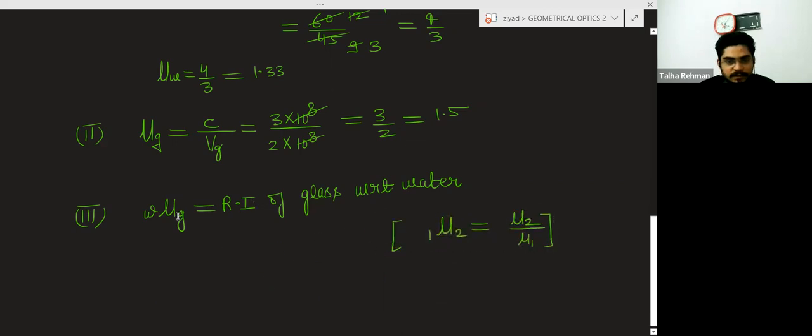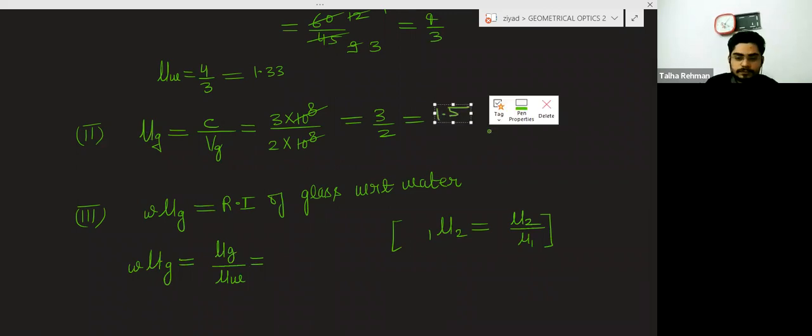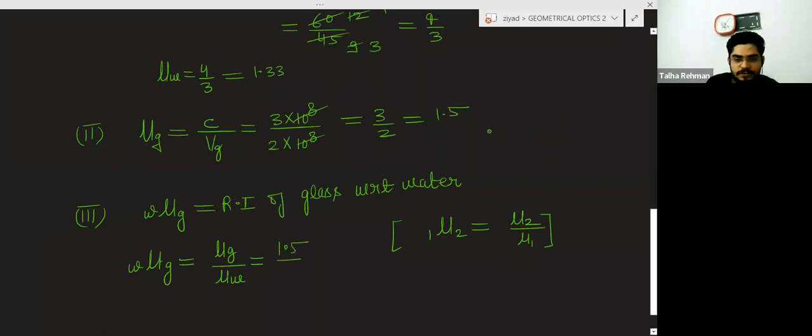Now we can apply this here. We want to find the refractive index of glass with respect to water. So it can be written as refractive index of glass divided by refractive index of water. What is the value of the refractive index of the glass? 1.5. What is the value of refractive index of water? 1.33.